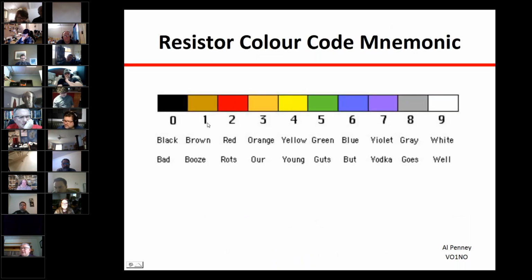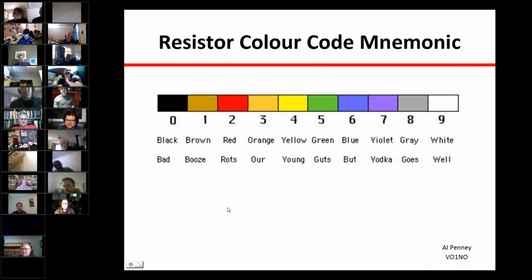Now, there is a way to remember what the colors are and their value. And this is one of the more polite ones. It goes black, brown, etc. Bad booze rots our young guts, but vodka goes well. But if you do a Google search or you talk to an old electrician, you can probably find all sorts of raunchier mnemonics to help remember the resistor color code.